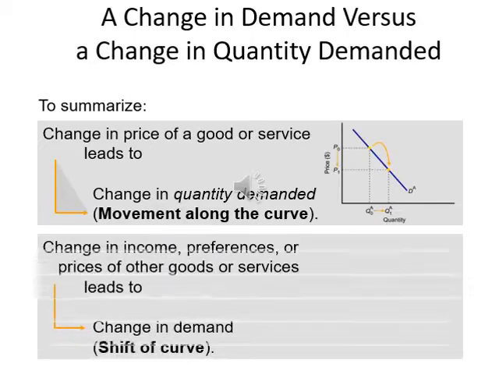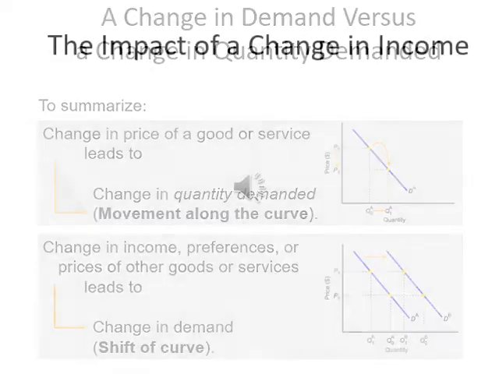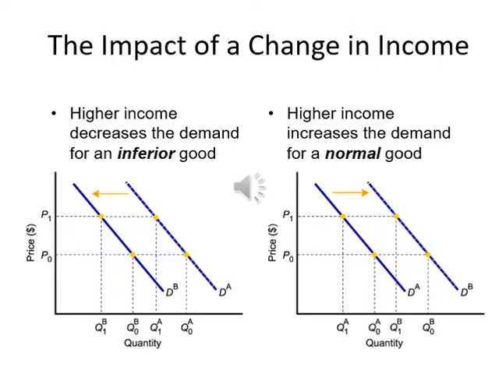To summarize, change in price of a good or service leads to change in quantity demanded, a movement along the curve. Change in income, preferences, or prices of other goods or services leads to change in demand, a shift of the curve. Higher income decreases the demand for an inferior good. Higher income increases the demand for a normal good.